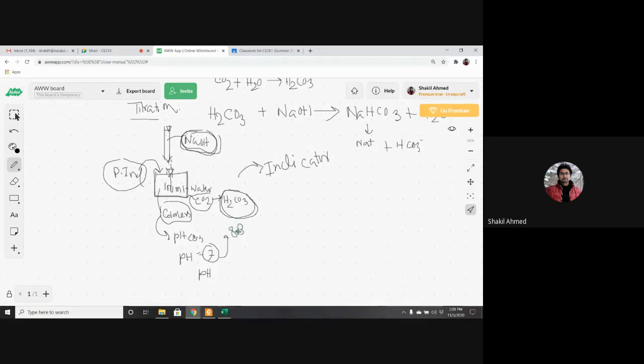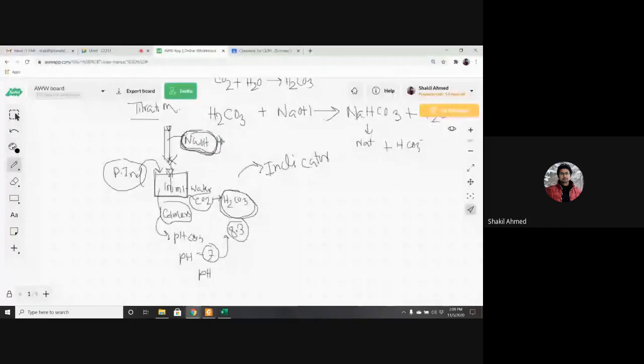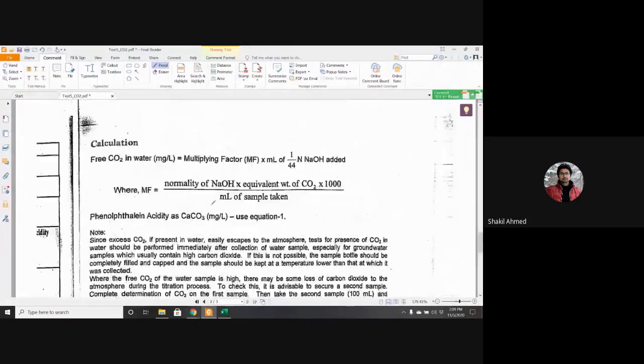And the instant it reaches 8.3, it will be pink in color. Yes, a light pink color you'll be able to see. At that point you stop addition of sodium hydroxide. That is the end point of the titration. Now you know how much sodium hydroxide you have added, for example 2 or 3 ml, whatever is required, and then you calculate phenolphthalein acidity.